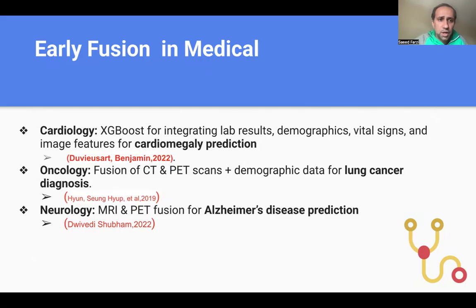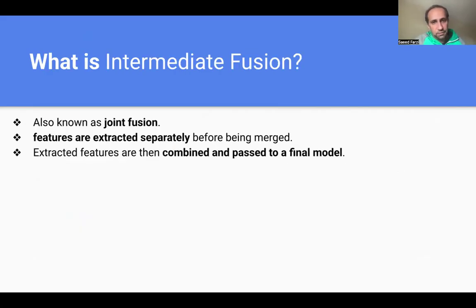Some examples. In cardiology, XGBoost for integrating lab result, demographics, vital signs, and the image feature for the cardiology predictions. In oncology, fusion of the CT scan and PET scans with the demographic data in order to detect the lung cancer disease. In neurology, MRI and PET fusion for Alzheimer detection. This is a very good example of this early fusion.